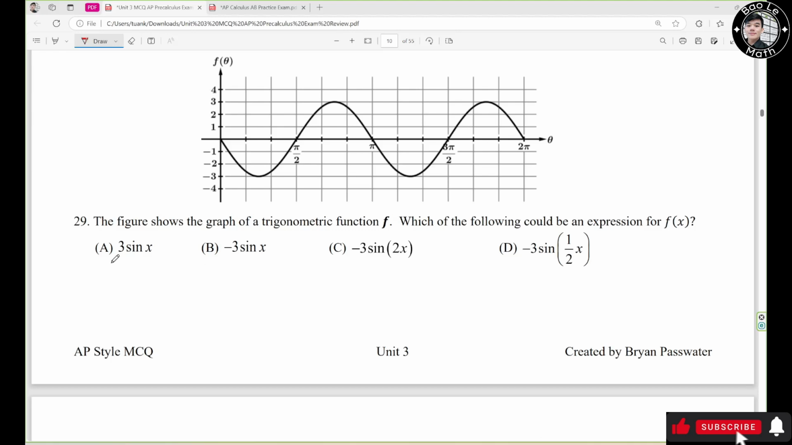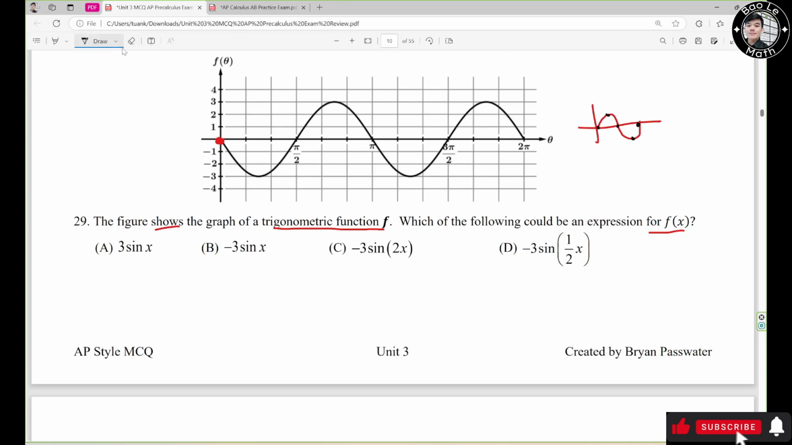Now let's move on to question number 29. The figure shows the graph of a trigonometric function f. Which of the following could be an expression for f of x? Now observe that the function starts from the midline, right? So then this is the sine function, right? Now the sine function is going to be like this. So it goes from the midline up to the maximum, goes back to the midline, goes down to the minimum and back up to the midline.